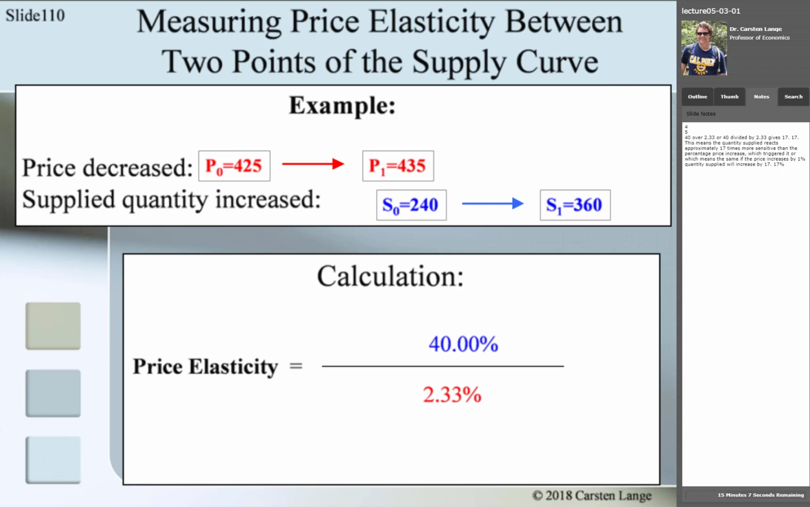40 over 2.33, or 40 divided by 2.33, gives 17.17. This means the quantity supplied reacts approximately 17 times more sensitively than the percentage price increase which triggered it. Or, which means the same, if the price increases by 1%, quantity supplied will increase by 17.17%.